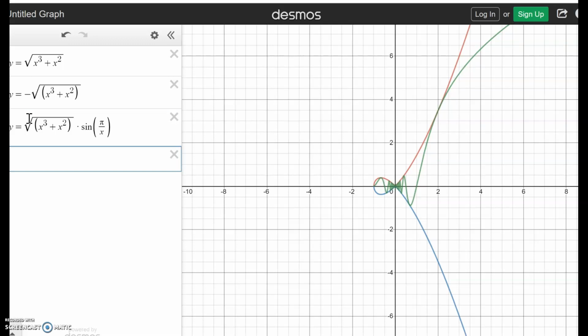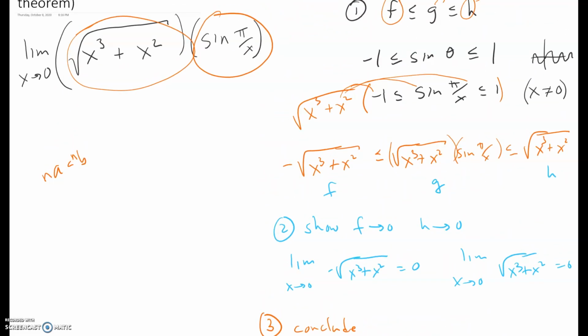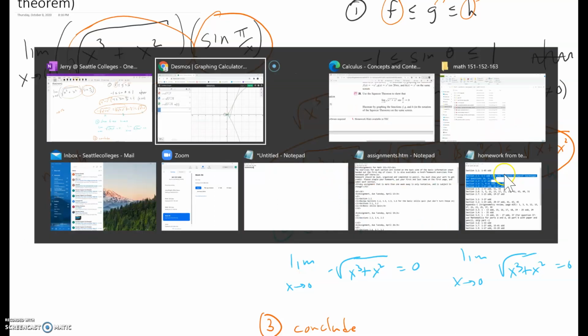Okay, and enter. We'll zoom in a moment, but you can see that the green curve is sine of pi over x times the square root of x cubed plus x squared, and it's always trapped in between the other two curves. So that visually illustrates what we established earlier, that the function sine of pi over x times the square root is in between those other two functions.